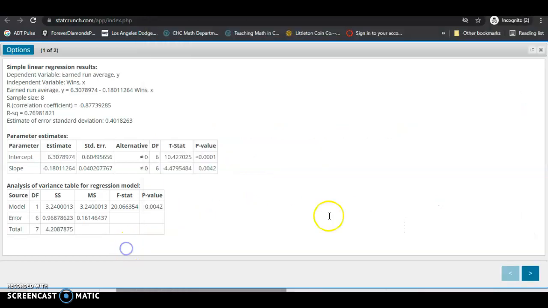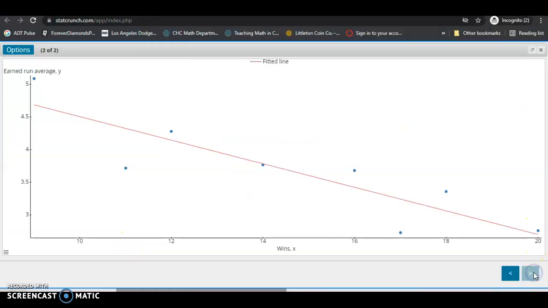Let's go back to our results, and on the next slide should be the graph. These are the individual data values. If you put your cursor over it, you can see the number of wins, x, and the earned run average, y, for each of the blue points. And the line shown in red is the regression equation, which has a downward sloping pattern, so it has a negative slope. It seems to follow the pattern of the data, which also slopes downward from left to right.